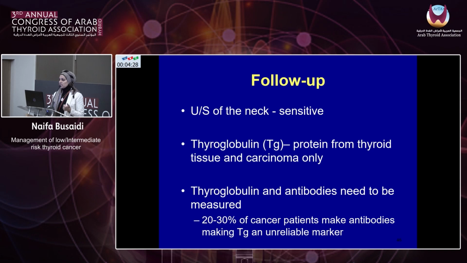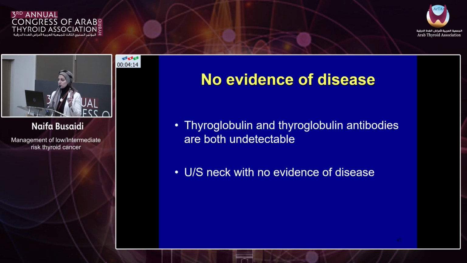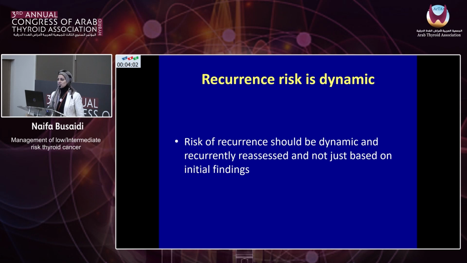Thyroglobulin should be checked in these patients, and thyroglobulin antibodies. In the pandemic, we found out that a lot of outside labs, if you click the thyroglobulin, you don't get the antibodies, but 20 to 30% of thyroid cancer patients make antibodies, so both need to be ordered, doesn't matter where we are in the world. And to say the patient doesn't have any evidence of disease, both the thyroglobulin and the thyroglobulin antibodies should be negative, and the ultrasound of the neck should show no evidence of disease.